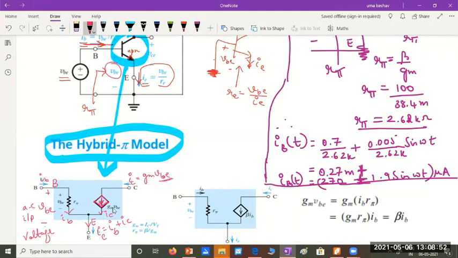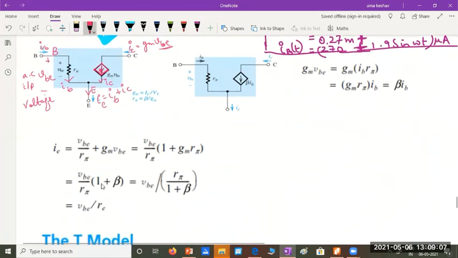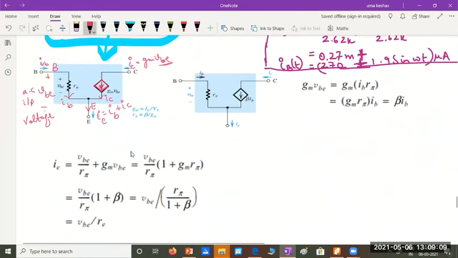You can substitute the values and find IE and RE if required. I'll show you how IE is IB plus IC. Anyway, here itself we'll see it off. How would I represent IE? You can write one equation here. Verification.